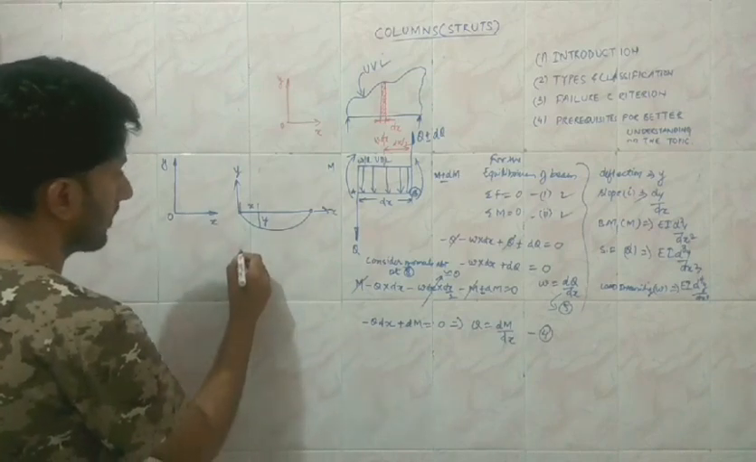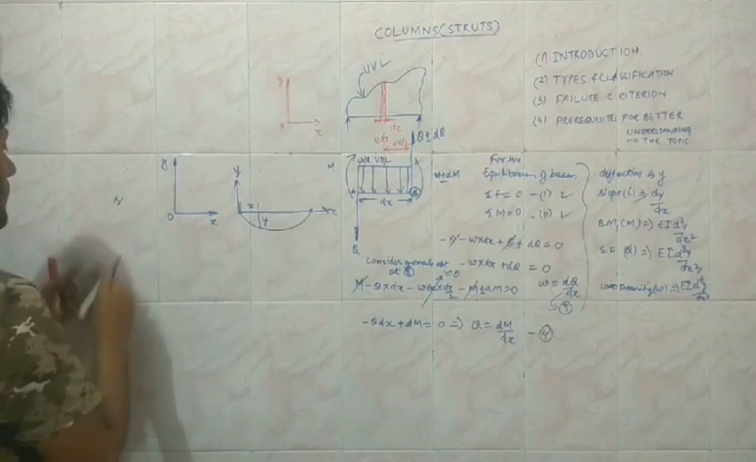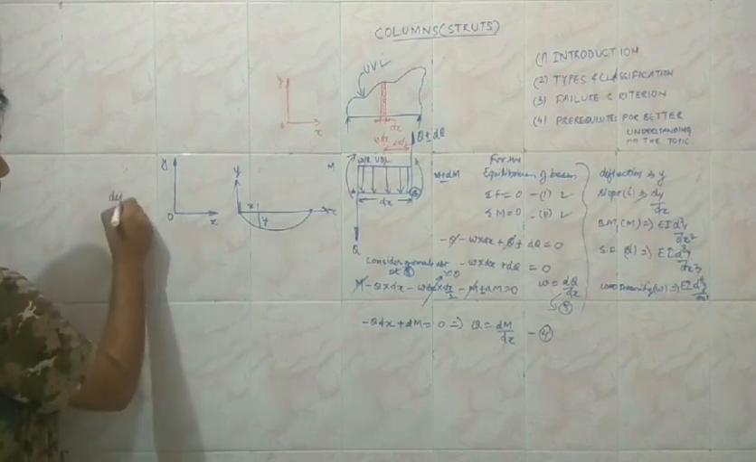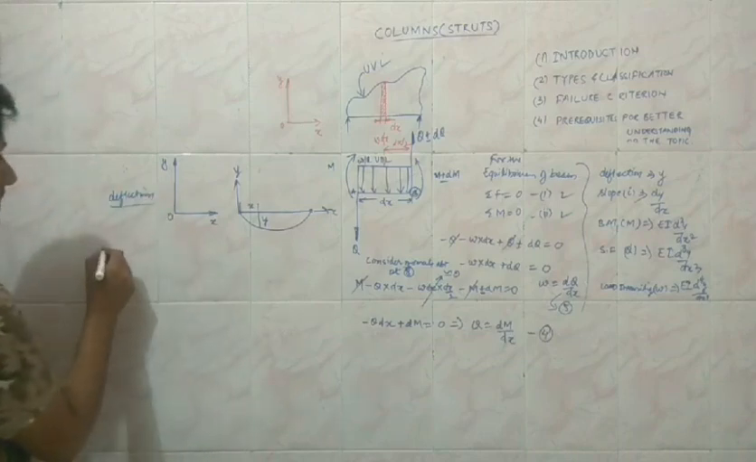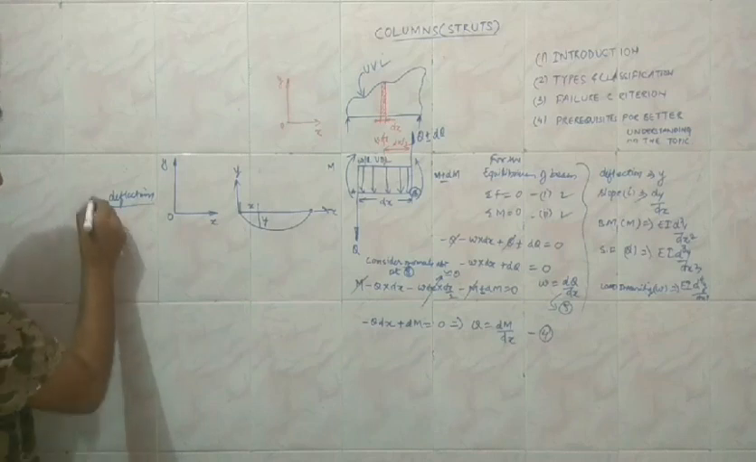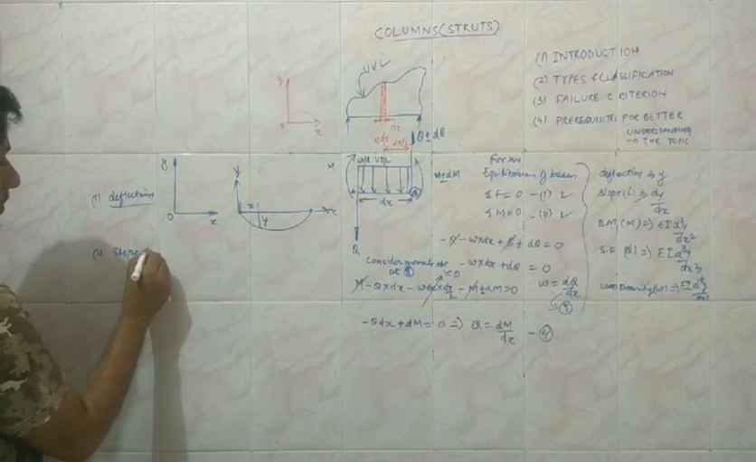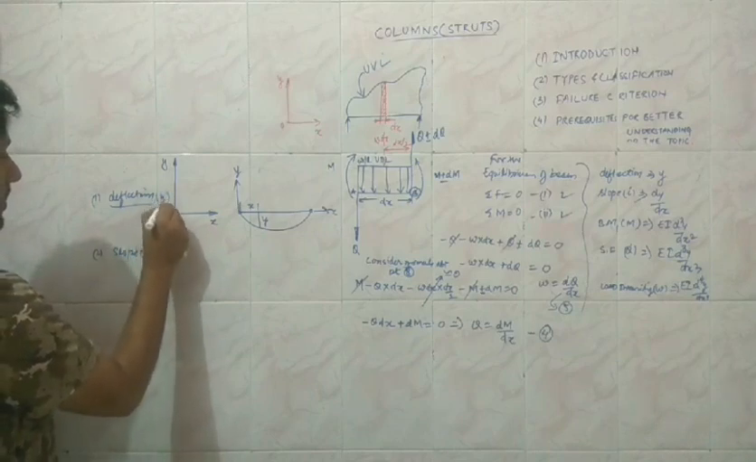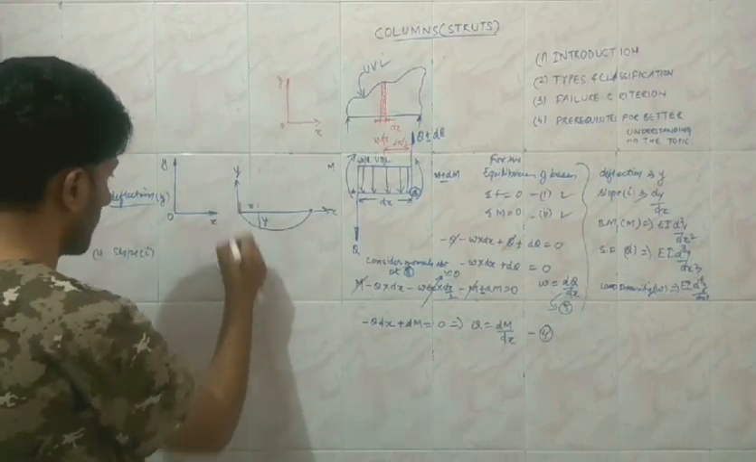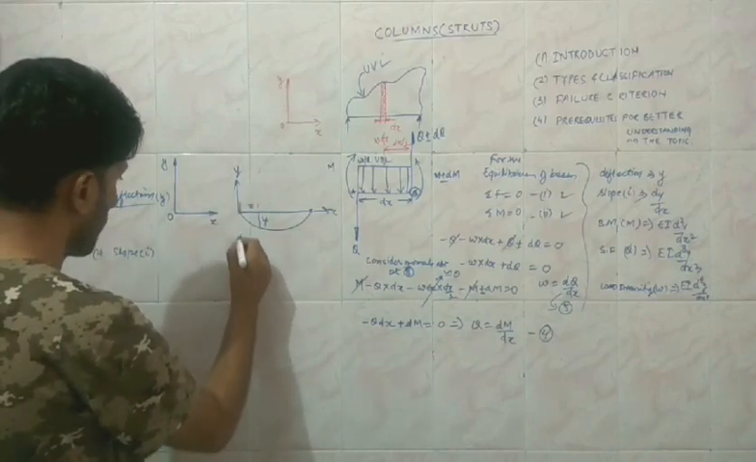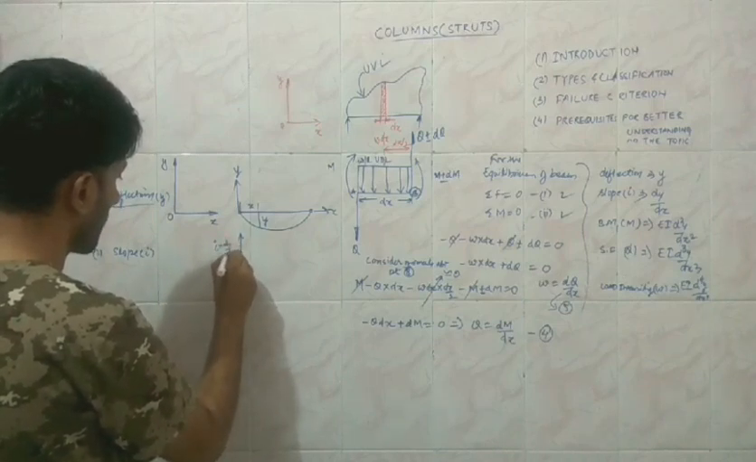This was for the deflection diagram. And second, if we know the deflection diagram, then we are able to draw the slope diagram also. So if we have the diagram for the deflection y, then the diagram for the slope, that is theta, which is equal to dy upon dx.